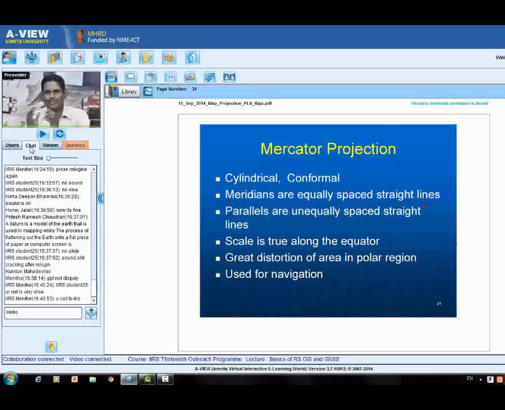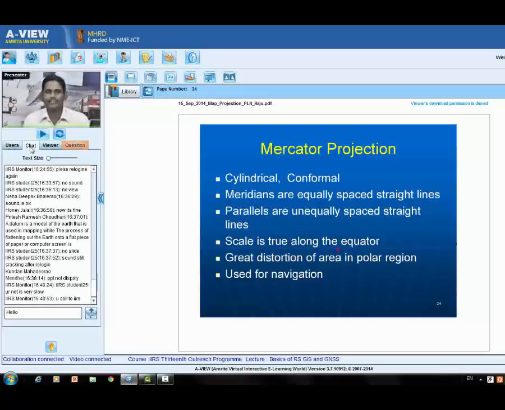But after projection, if you look at the parallels, as you go further from the equator, they are placed further apart. For 10 degree latitude, 20 degree, the distance from 0 to 10 is smaller, and from 10 to 20 is larger. If you go further to 80 degrees and 90 degrees, they go further away. So longitudes are equally placed, and latitudes vary in the distances between them.